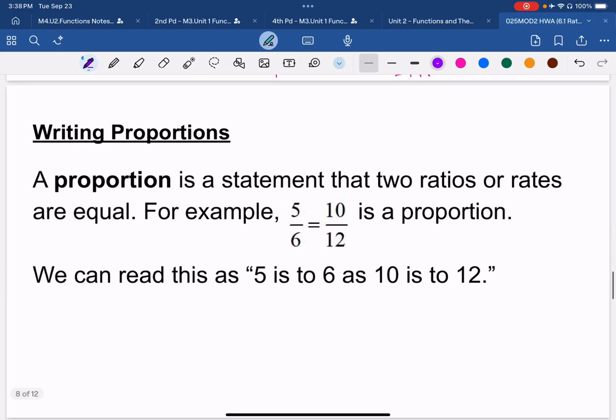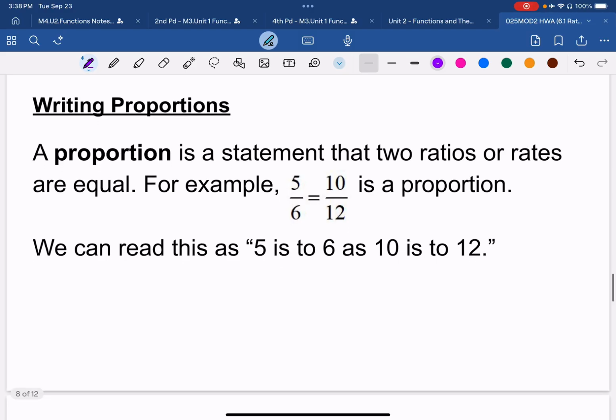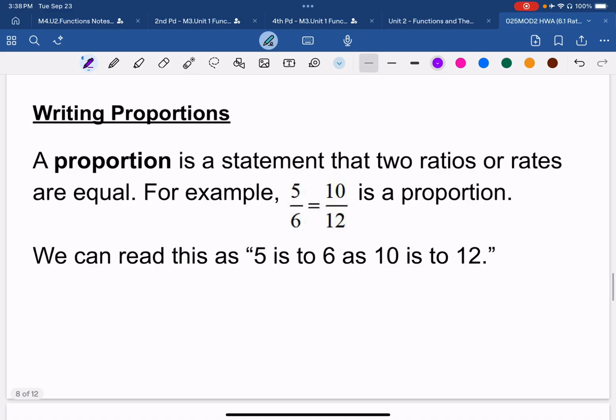Okay, our next topic is writing a proportion. So a proportion is just a statement that two ratios or rates are going to be equal to each other. So for example, if I have 5 to 6 equals 10 to 12, that's a proportion. Okay, and when you're reading that, it's just going to be 5 to 6 as 10 to 12. And so for solving this, we can use this to find some missing pieces.